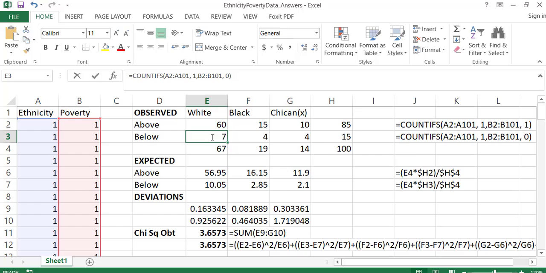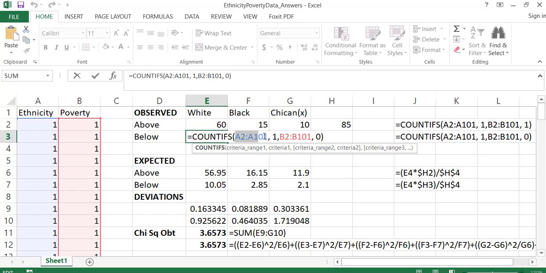The next line, most of it's the same, so we're still looking at A2 to A101. We're still looking at if those individuals from A2 to A101 are white. On B2 to B101 though, that's where we're saying, okay, now I'm interested in the white individuals that are below the poverty threshold, with 0 representing that they are below it.